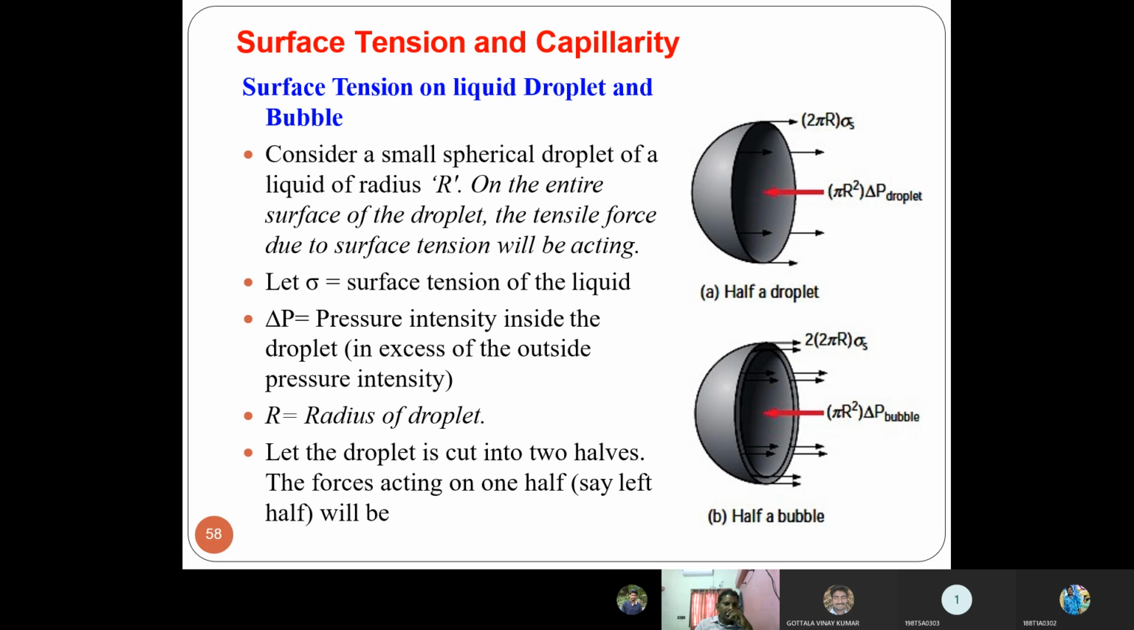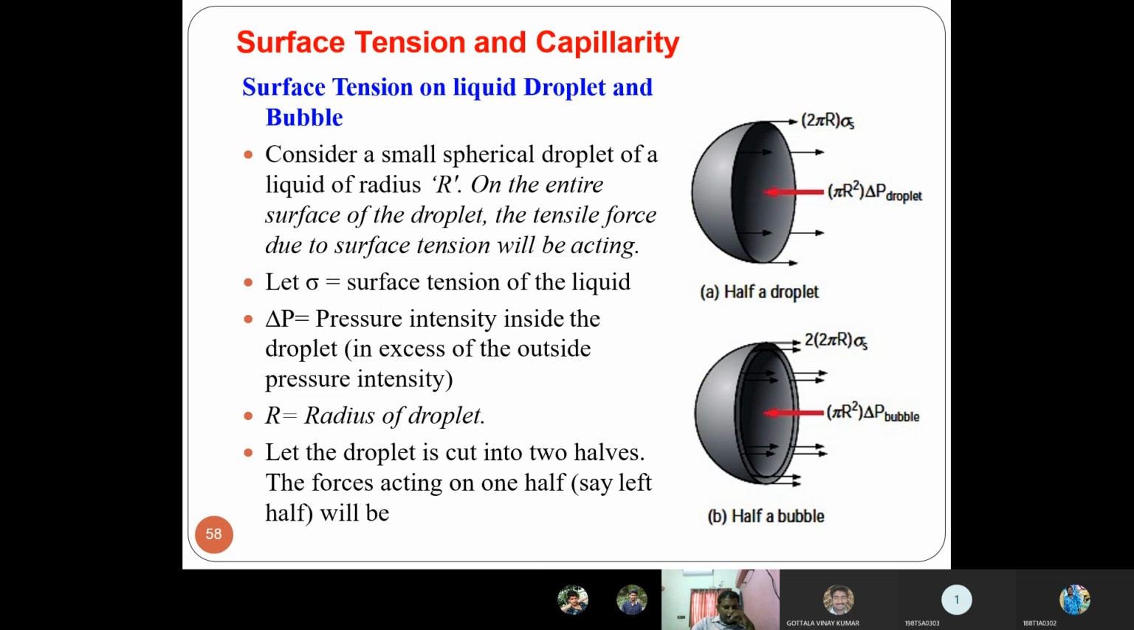Consider a small spherical droplet of a liquid of radius capital R. On the entire surface of the droplet, the tensile force due to the surface tension will be acting. See, the entire circumference is 2 pi r. Sigma s is the tensile surface tension. Okay, sigma is the surface tension.